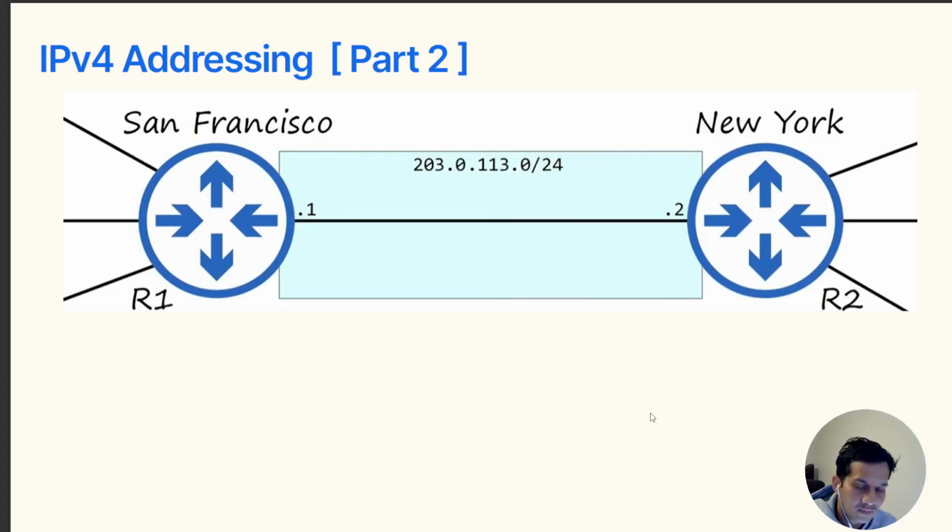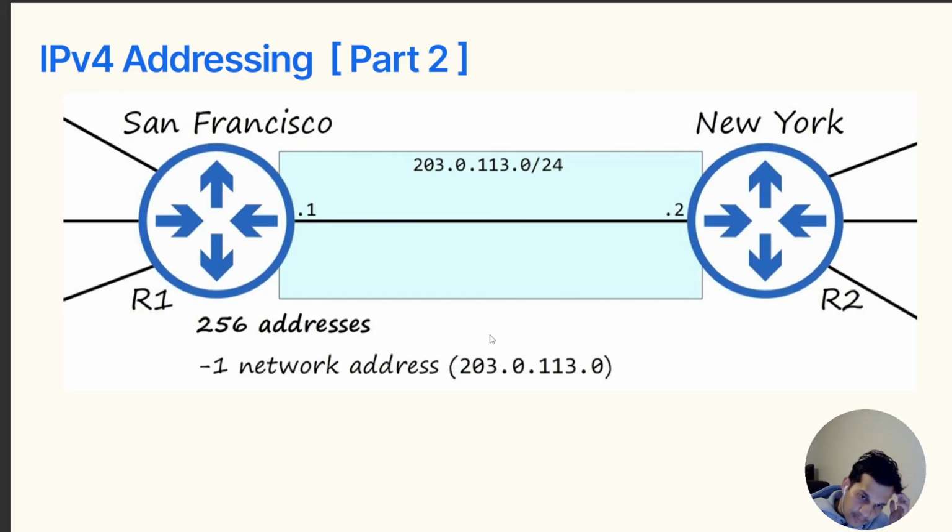So let's take an example to refresh us. We have two routers connected in two different locations, one in San Francisco and one in New York. We have taken a network that is 203.0.113.0/24, with .1 and .2 IPs for the routers. How many total addresses will there be? 2 raised to 8, that is 256, and the usable hosts will be 254, minus the network and broadcast addresses.